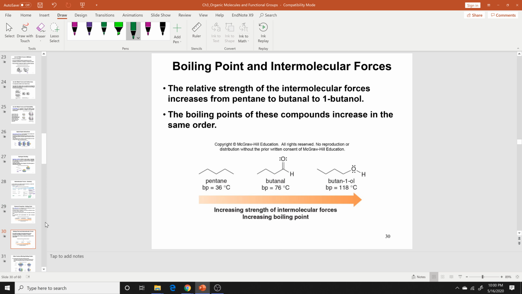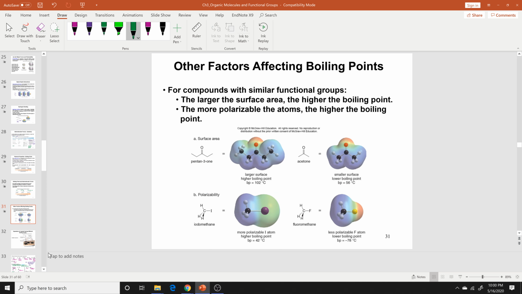So a compound that has an alcohol will have a higher boiling point than that of the aldehyde and the pentane, because alcohols have van der Waals forces, dipole-dipole, and hydrogen bonding. Aldehydes basically have dipole-dipole and van der Waals forces. Pentane is an alkane, so it just has van der Waals forces. That guy is nonpolar. So as the strength of the intermolecular force increases, the boiling point increases.